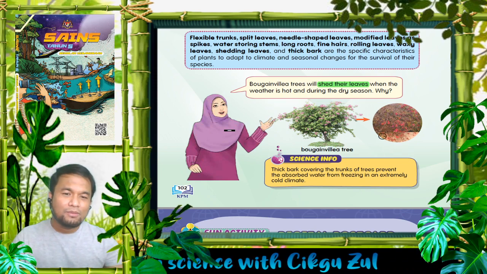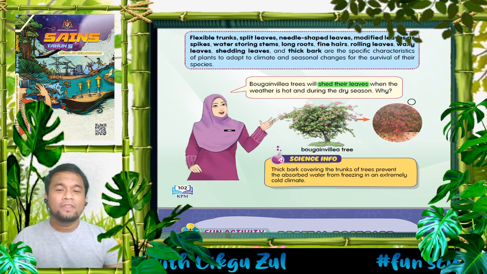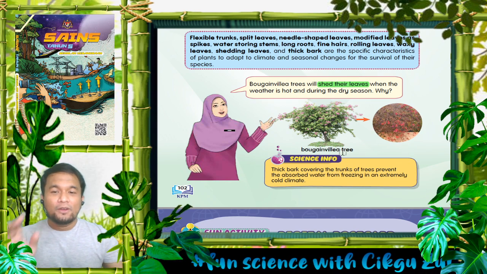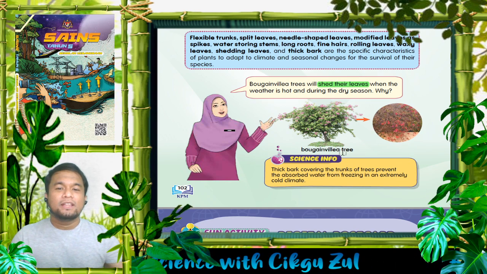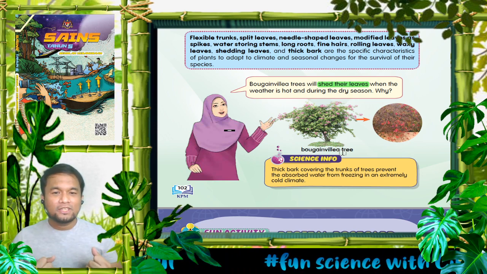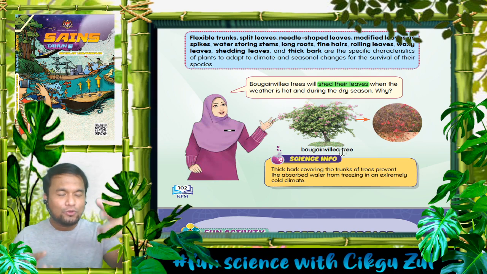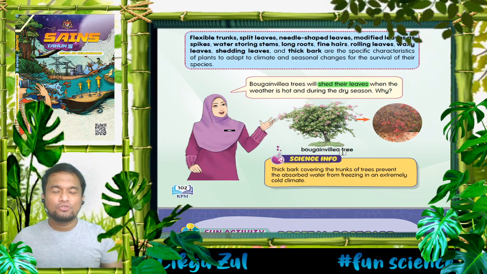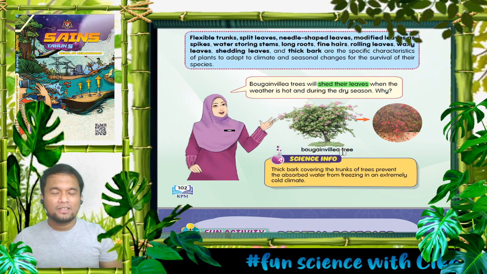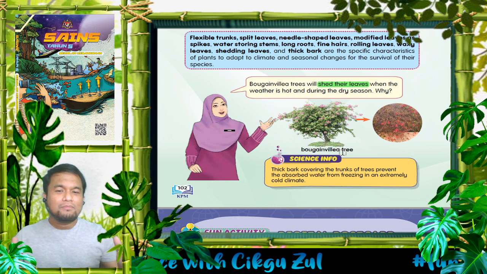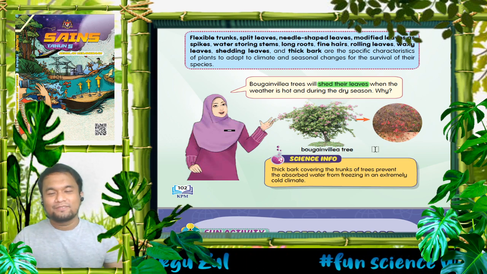Kamu tengok dalam bulatan ni, in the circle here, bunga masih ada, kenapa tak gugur bunga, gugur daun? When they shed their leaves, they will reduce the amount of water loss. But when you water them again, kamu siram dia balik, kamu beri dia cukup-cukup supply yang sepatutnya, it will grow their leaves back and they will become beautiful plant again.